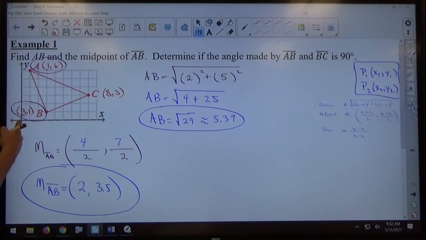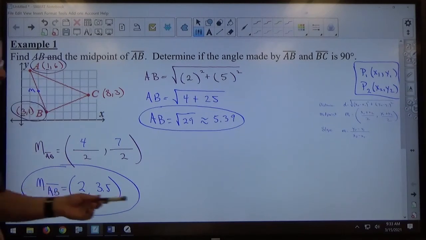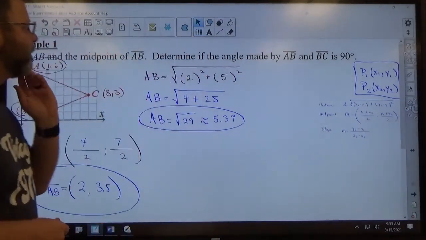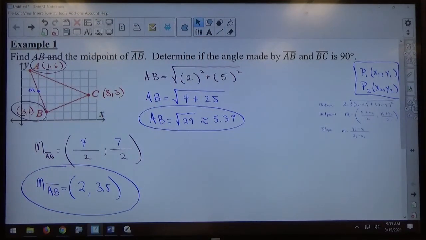Take a look at the point 2, 3.5. That would be right there. That seems to be in the middle. So again, that's a quick check on a midpoint. It has to lie on the segment, and it should look like it's halfway along. All right, so that looks like the midpoint. That seems reasonable. All right, finally, it says determine if the angle made by AB and BC is 90 degrees.